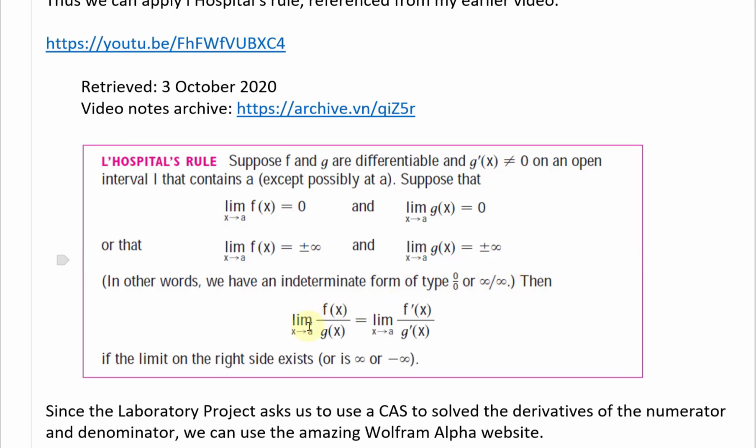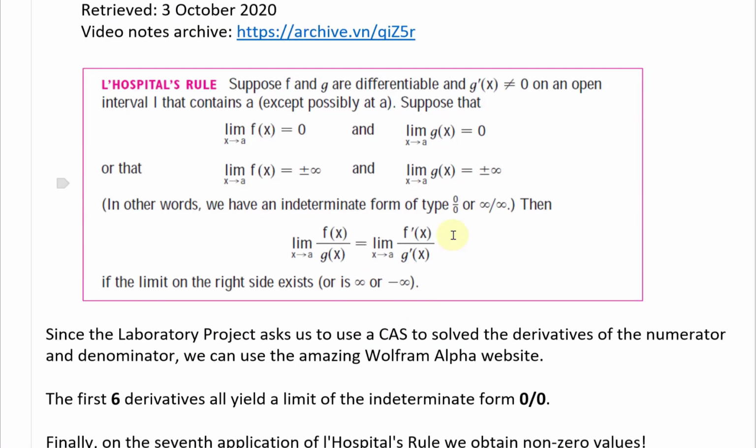Then the limit as x approaches a of f of x divided by g of x is equal to the limit as x approaches a of f prime of x divided by g prime of x, if the limit on the right side exists or is infinity or negative infinity. And if we also have 0 over 0 in those limits, we could keep applying the derivative, just keep applying L'Hopital's rule. And let's keep going further.